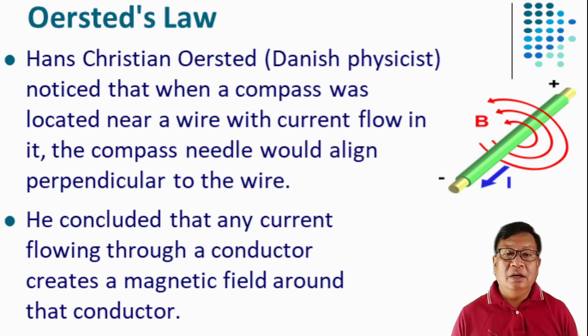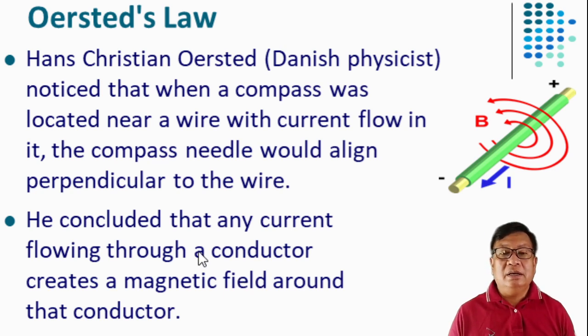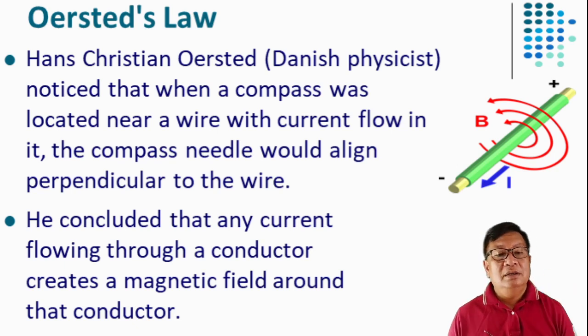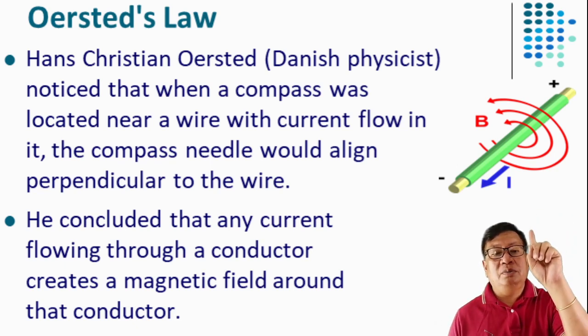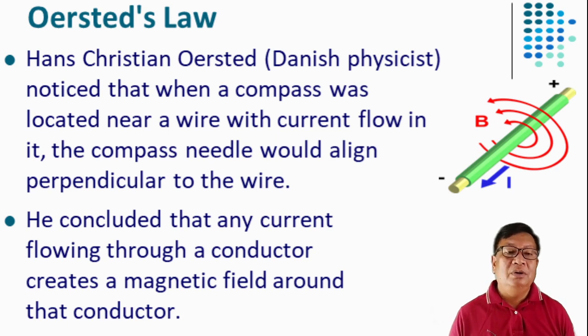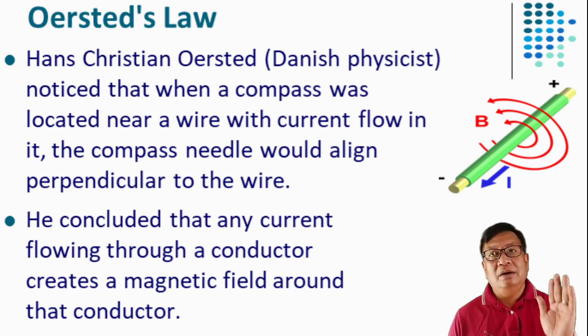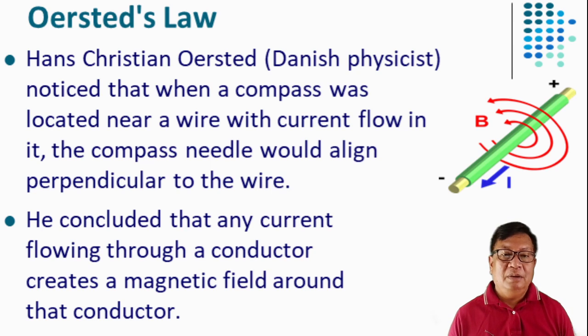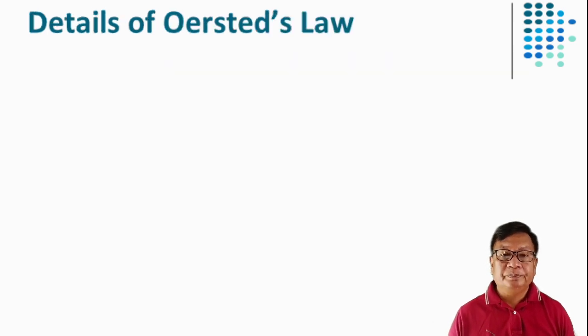So here, according to Ørsted, any current flowing through a conductor creates a magnetic field around the conductor. I should emphasize that this magnetic field is not in the conductor itself, hindi po. Ito po ay andyan sa surface perpendicular to that conductor.